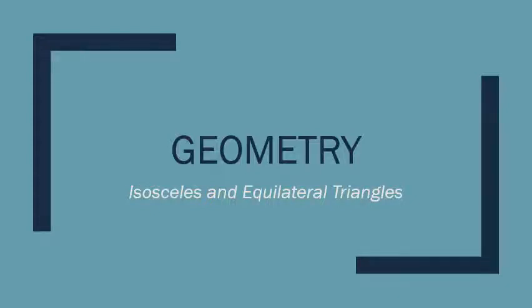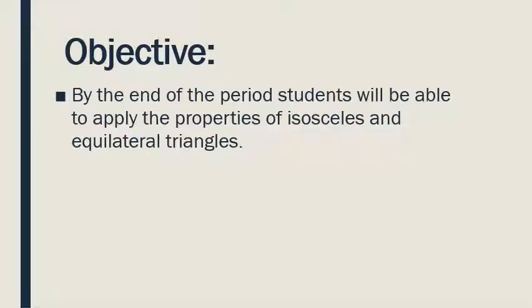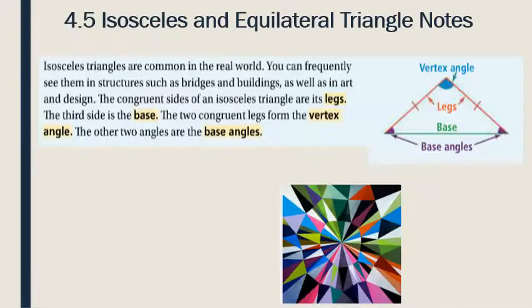This lesson is about isosceles and equilateral triangles. By the end of the period, students will be able to apply the properties of isosceles and equilateral triangles. Isosceles triangles are common in the real world. You can frequently see them in structures such as bridges and buildings, as well as in art and designs.